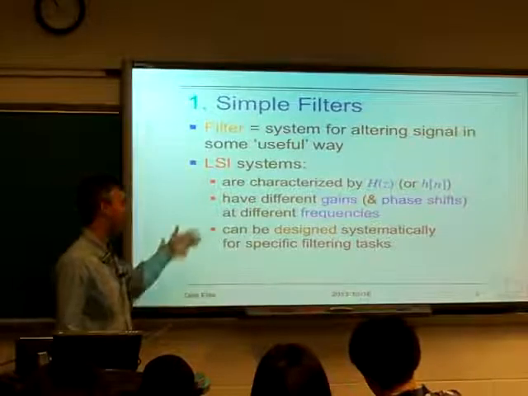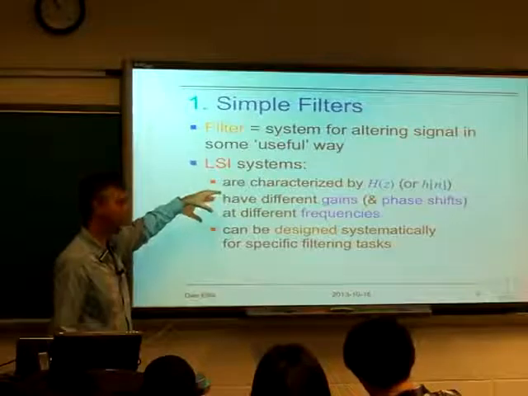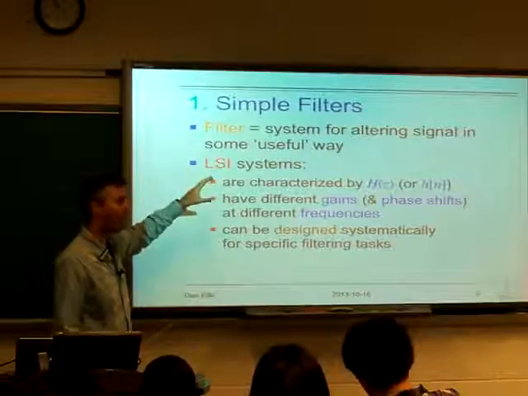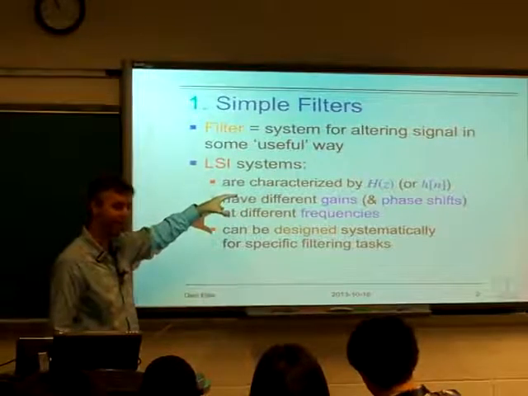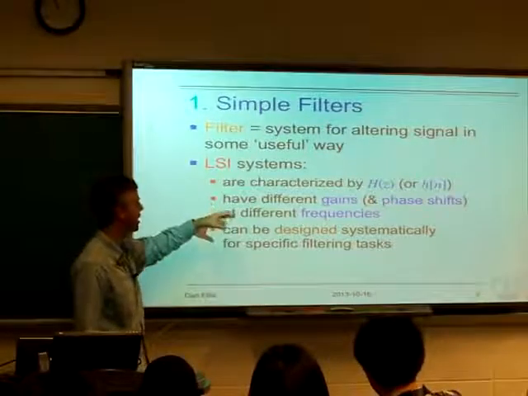which as we remember, are fully characterized by their impulse response, which is the same as saying, which is also fully characterized by their h of z. Of course, if we know h of z, we can get h of n. If we know h of n, we can get h of z.